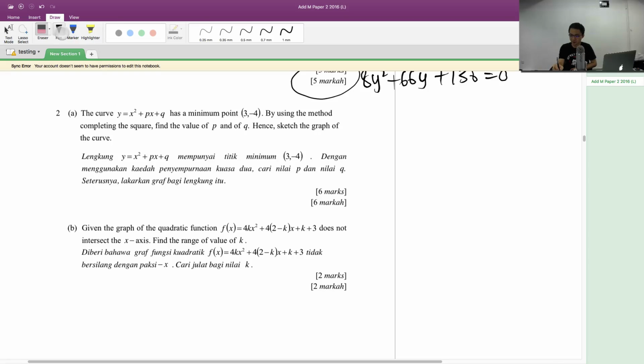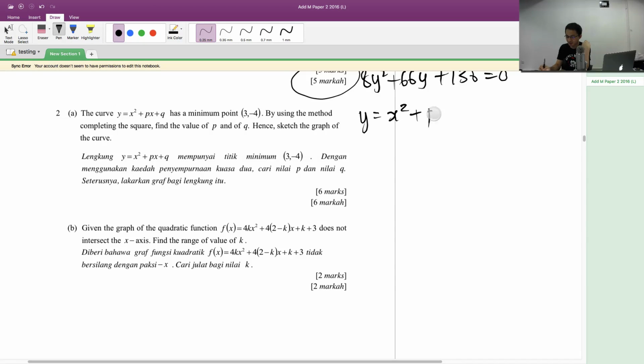Alright, so the curve y equals x squared plus px plus q has a minimum point. By using the method of completing the square, find the values of p and q, hence sketch the graph of the curve. So we just need to complete the square here. Completing the square is very easy. I do it so many times.